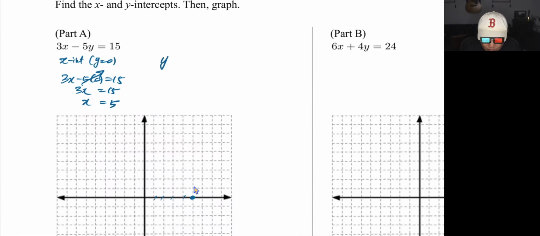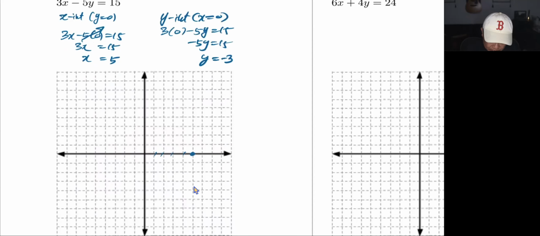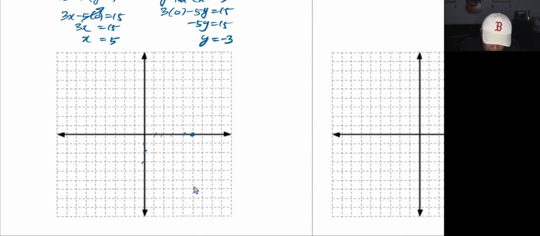And what is the y-intercept? Well, x equals 0, isn't it? When you do that, it's 3 times 0 minus 5y is 15. Negative 5y is 15. When you divide both sides by negative 5, it is negative 3. Okay, so the y-intercept is negative 3. Let's count. 1, 2, 3.